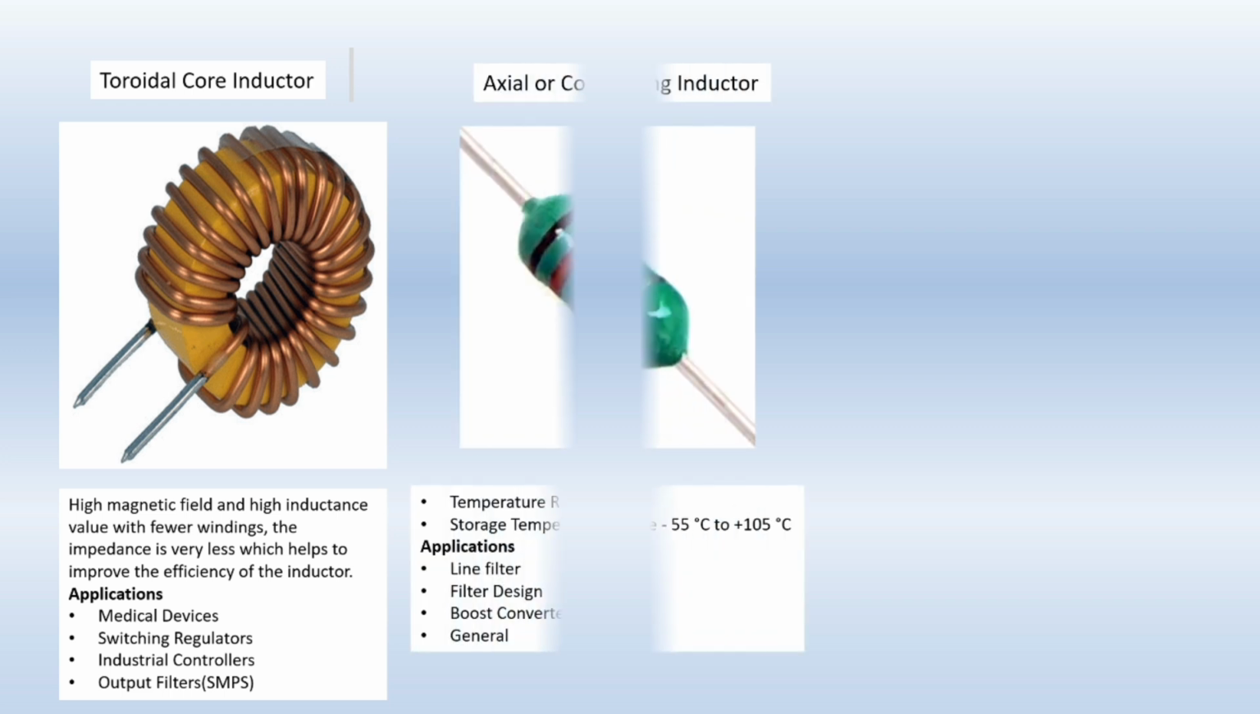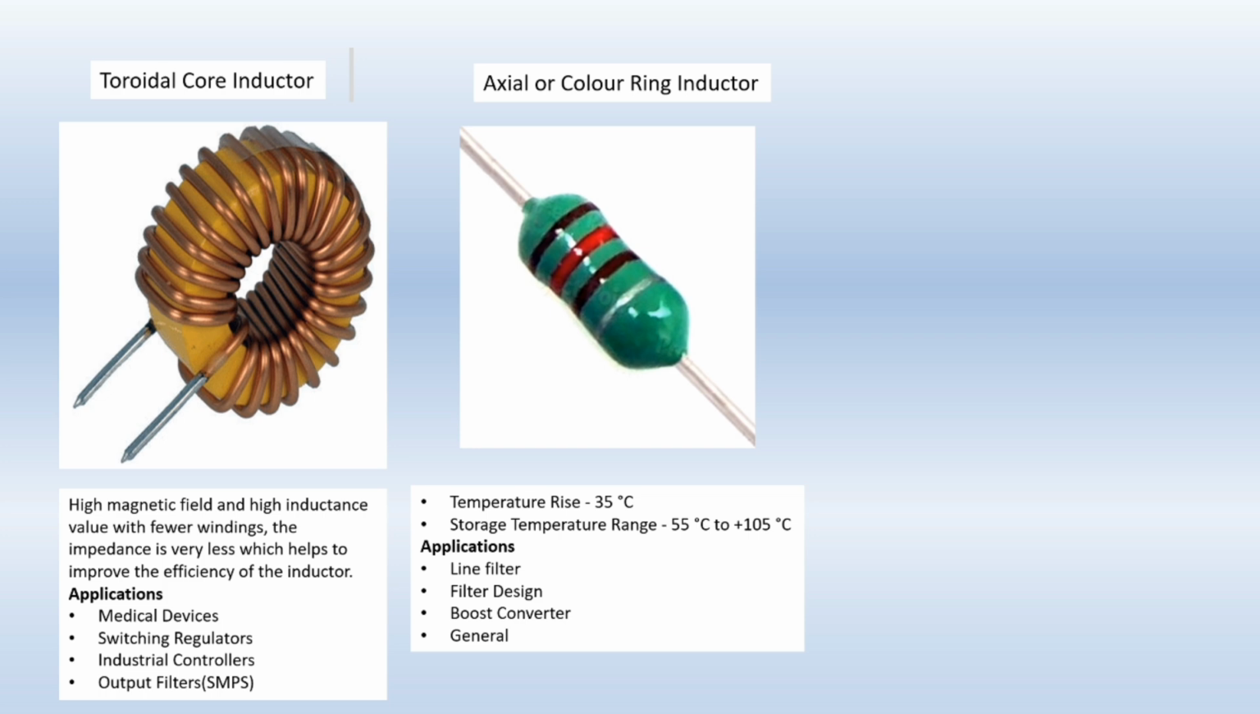Next we have the axial or color ring inductor, which is made by wrapping a thin copper wire over a ferrite core. As you can see in the diagram, it has different color bands on it, so we can find out the value of the inductor similarly as we do in the case of a resistor. This inductor has a temperature rise of minus 35 degrees Celsius. Its storage temperature ranges from minus 55 degrees Celsius to plus 105 degrees Celsius. It is used in line filters, filter design, boost converters, and general purpose.